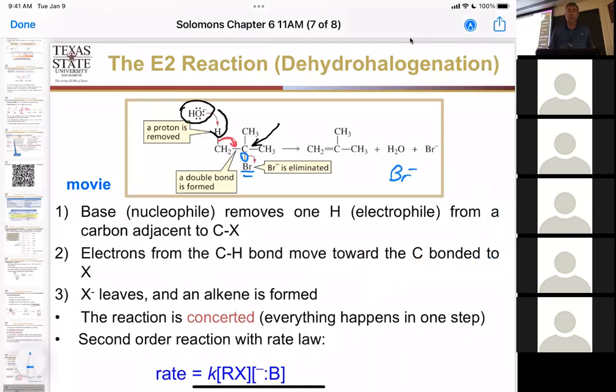Because it's a bimolecular reaction, our rate law depends on the concentration of the base and the concentration of the substrate. So if you change either one of those, you're going to change the rate of the reaction.